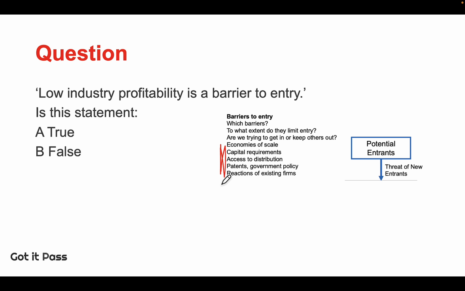We talk about the scale, we talk about the capital requirements, we talk about the access to distribution, we talk about patents and reactions of existing firms. The consequence maybe is profits, but here we talk not about the consequence, but the causes of barriers to entry. We talk about these 5 elements. You can see whether it includes profits or not. Okay, I hope my explanation can help you to answer this question.